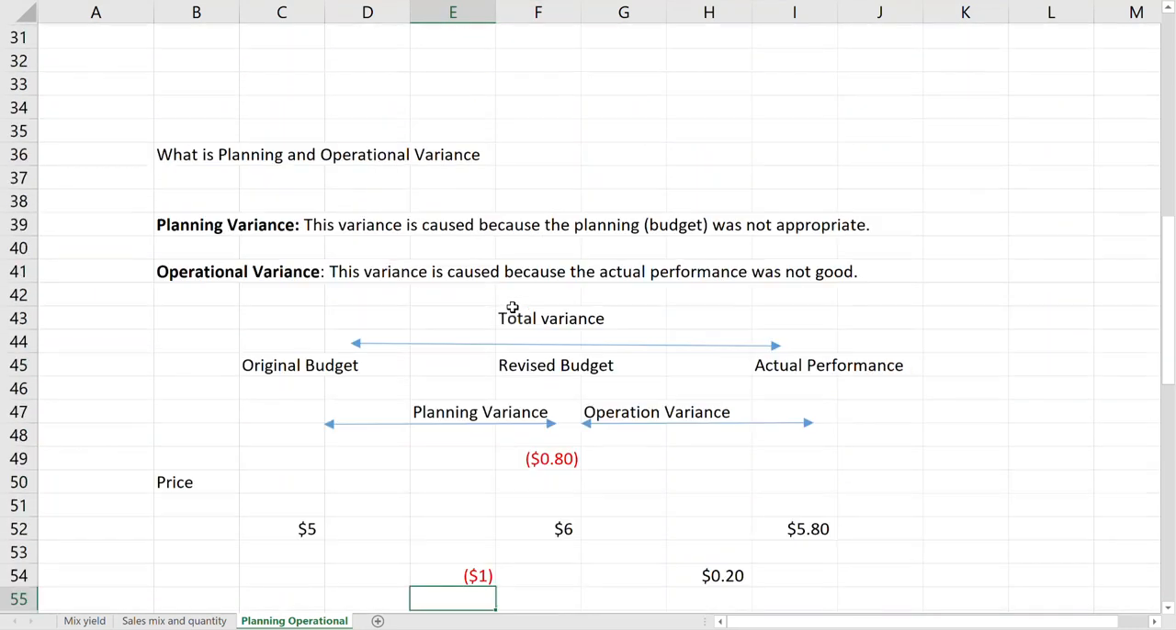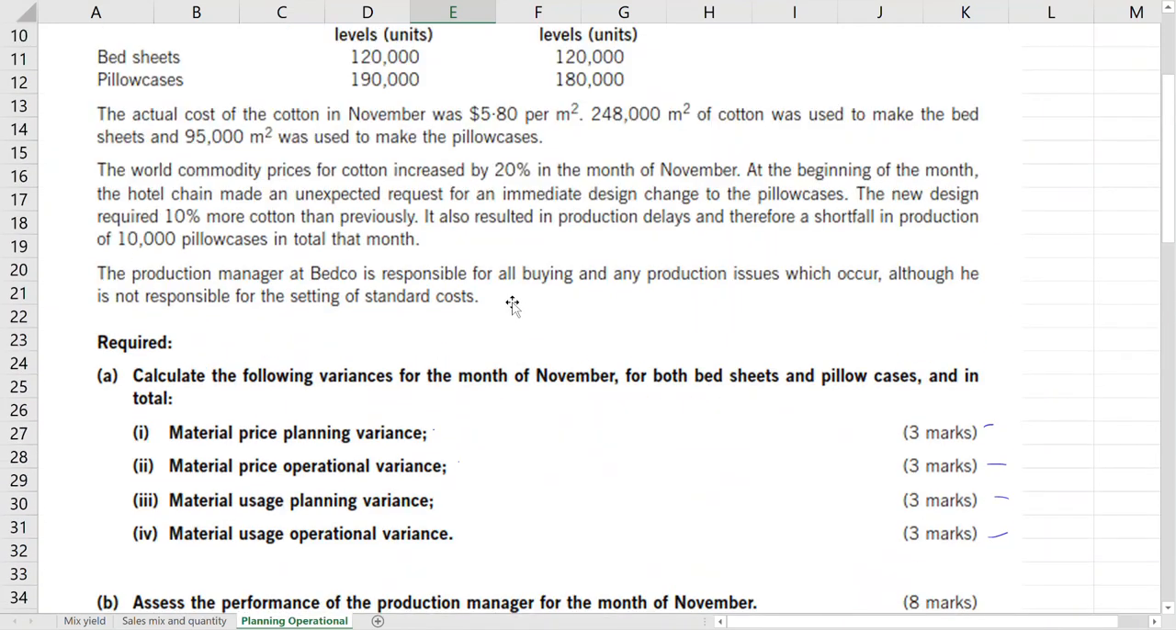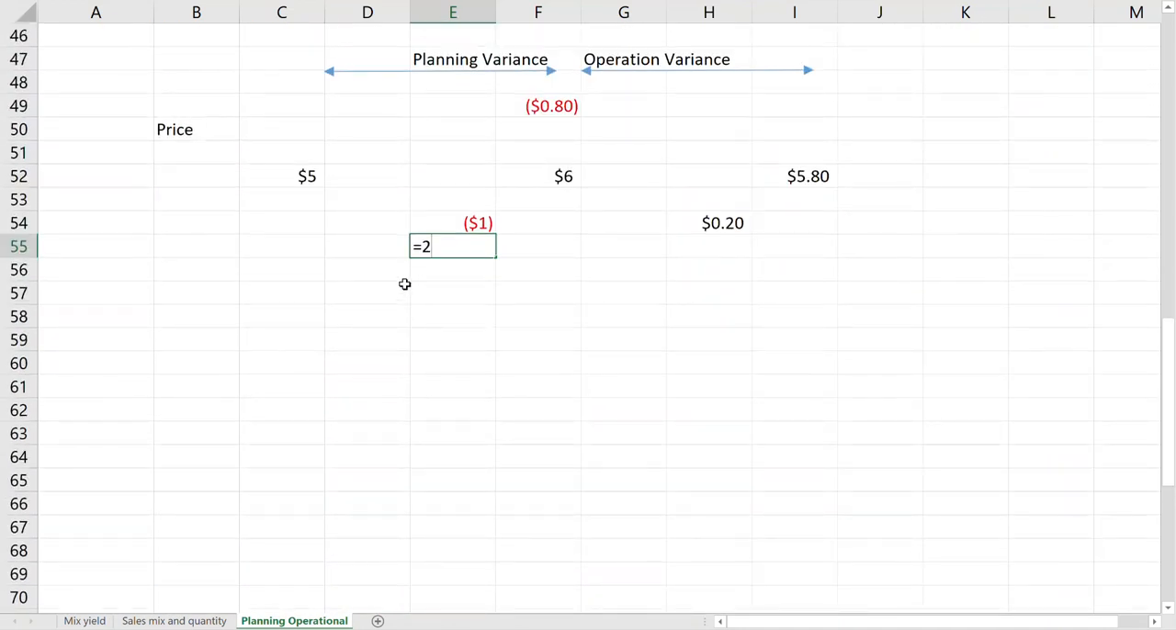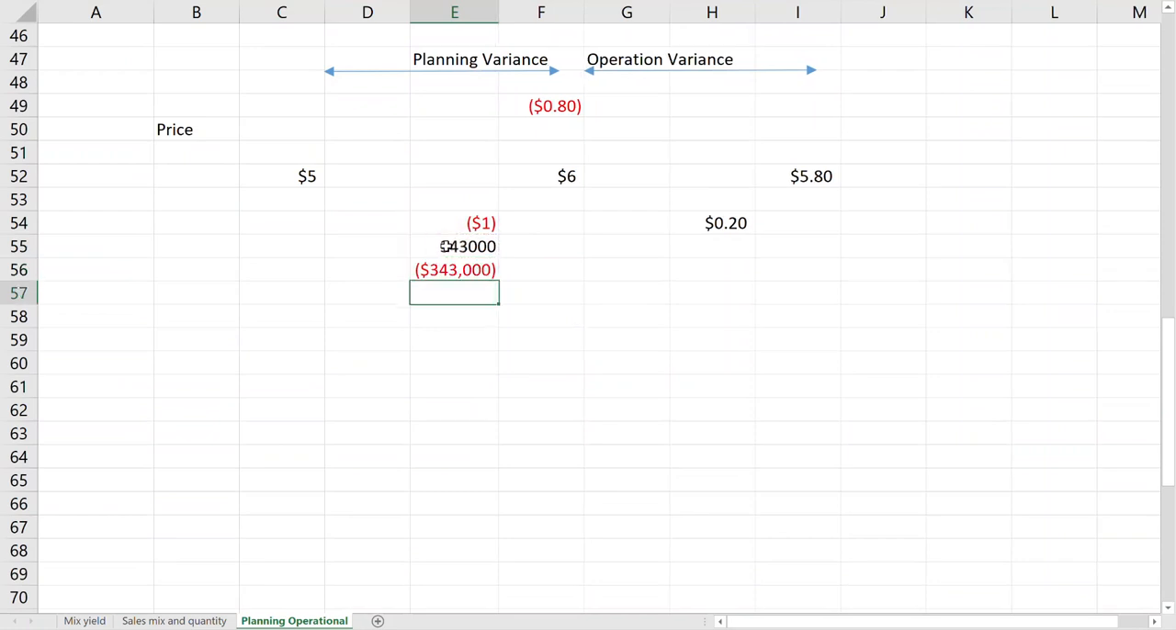So multiply by the quantities that we purchase. What quantity? The actual quantity. 248,000 and 95,000. The quantity purchased. So 248,000 and 95,000. This is the total cotton purchased. So this multiplied by the variance gives you 343,000 adverse.